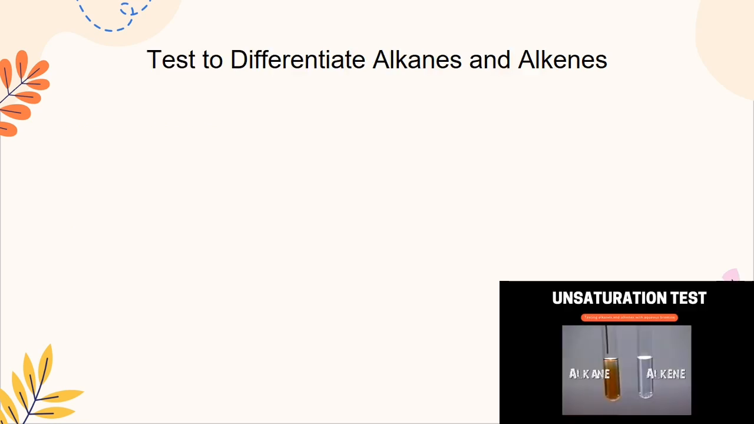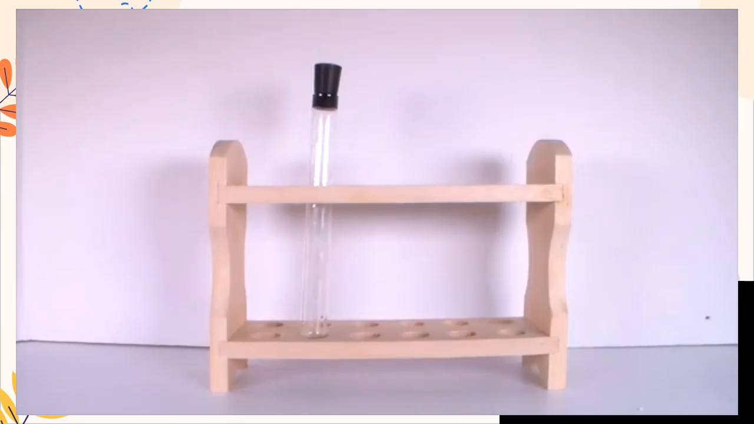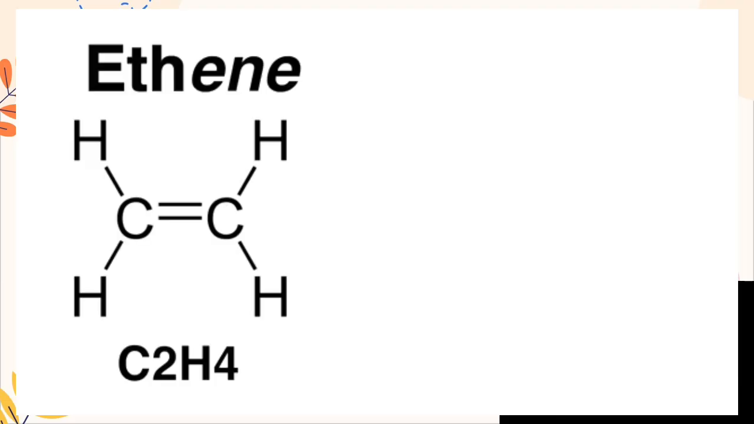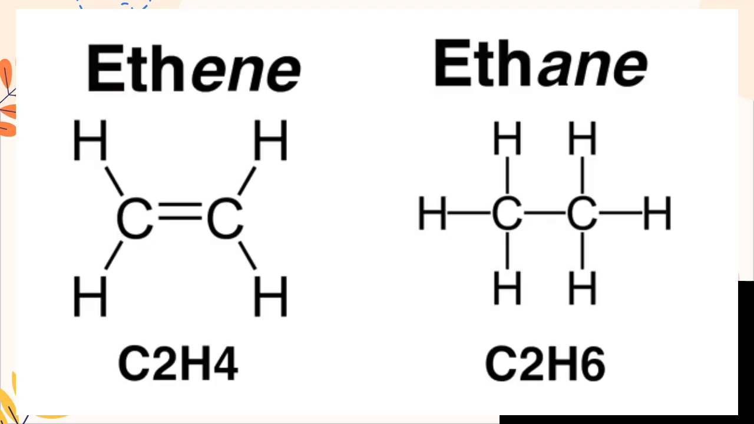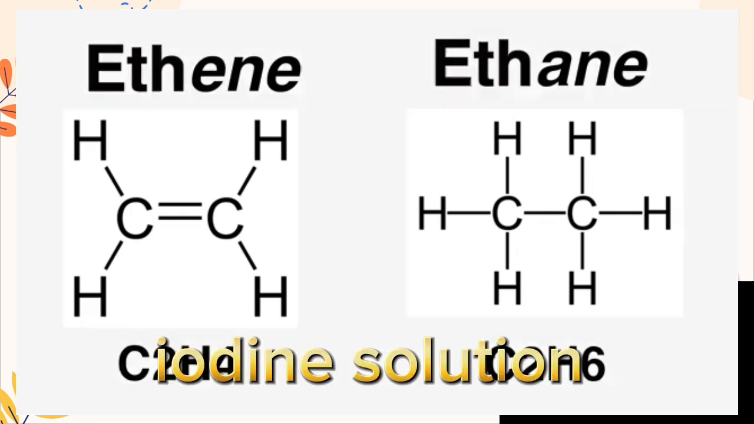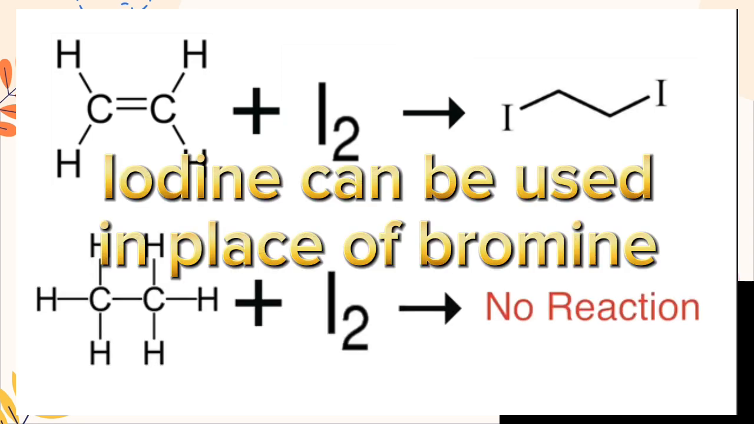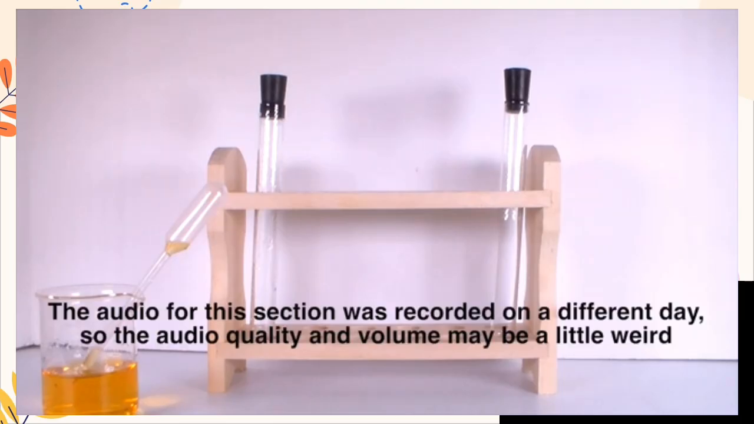Okay, so very quickly, let's talk about how we can test for alkanes and alkenes. For instance, if you have 2 solutions and they seem to be colorless, you don't know which one is alkane, you don't know which one is alkene. Let's see how we can test for this. Basically, we can differentiate between alkanes and alkenes using bromine water. Now, actually, the color of bromine water is reddish brown.